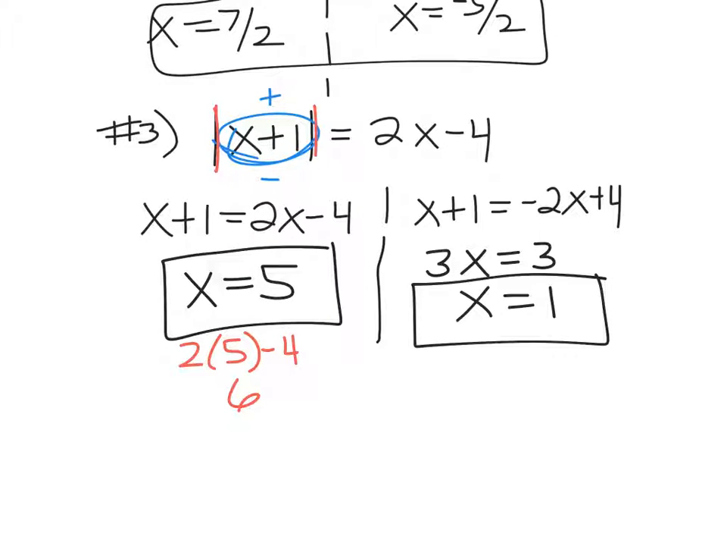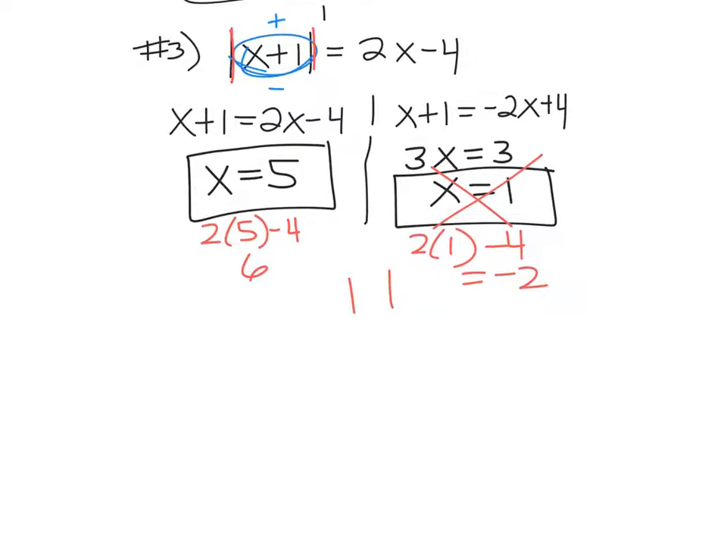But if I plug 1 in over here, I get 2 times 1 minus 4, which is negative 2. That's not going to work. I cannot have an absolute value equal negative 2. Okay? So this one's extraneous. I want to see that you found it, and I want to see that you crossed it out.